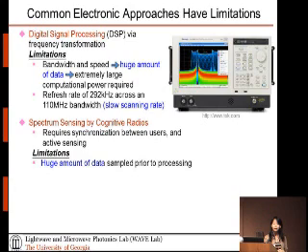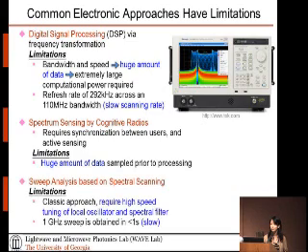Cognitive radios require synchronization between each of the radios, and each of them is scanning a specific frequency range. Because of all the synchronization and signal transmission needed throughout those bandwidths, a huge amount of data has to be sampled prior to processing. That also takes up a lot of computational resources and will be limited by how powerful your computer or server is.